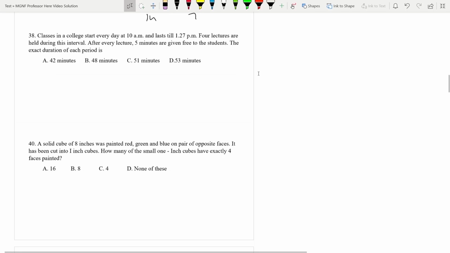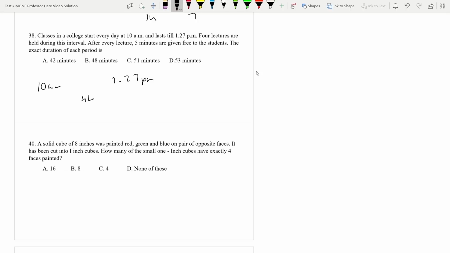Question number 38. Classes in a college start every day at 10 a.m. and last till 1:27 p.m. 4 lectures are held during this interval. Classes start at 10 a.m. then last till 1:27 p.m. 4 lectures are held. After every lecture, a 5 minutes gap is given.